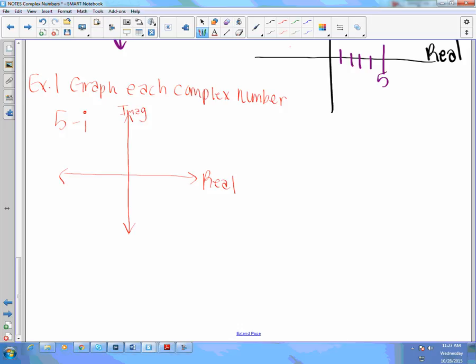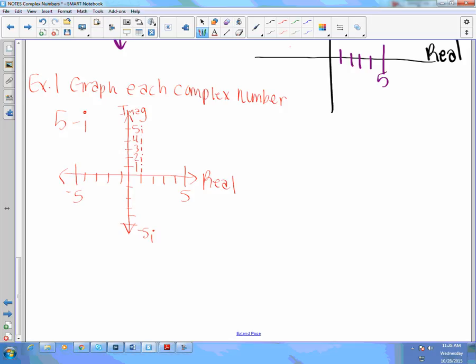Now the real axis counts by regular numbers: 1, 2, 3, 4, 5, and 1, 2, 3, 4, negative 5. But the imaginary axis doesn't count by 1, 2, 3, 4, 5. What does it count by? 1i, 2i, 3i, 4i, 5i, etc. Same going down: negative 1i, 2i, 3i, 4i, negative 5i. We need to have an i there because it's the imaginary axis.